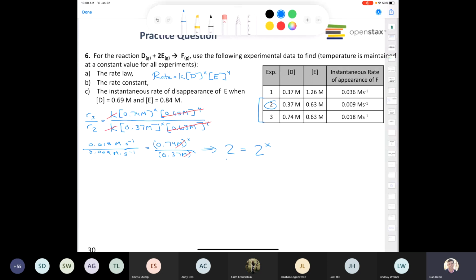Can anybody tell me what X is equal to? It's not a trick question. What would X be? 2 to the power of what gives you 2? 1. Exactly. So that means the reaction is first order with respect to D. So we got that part done.